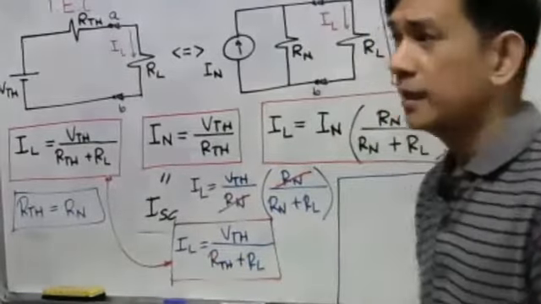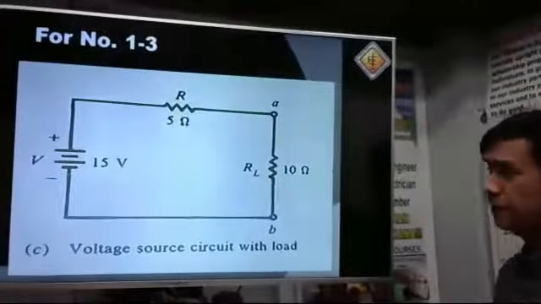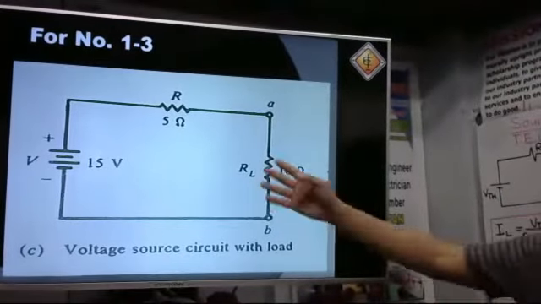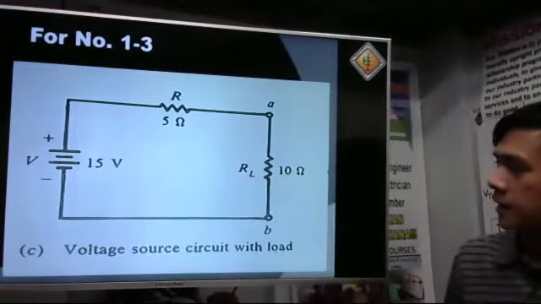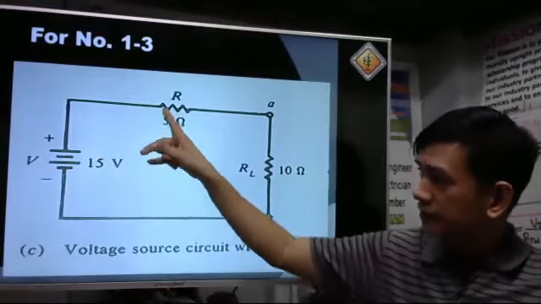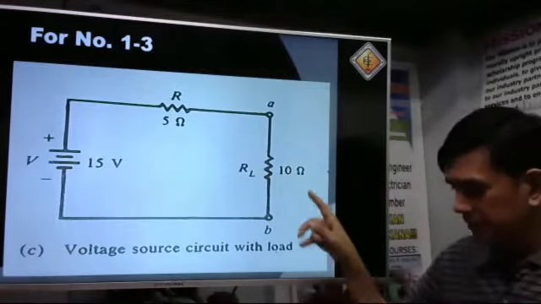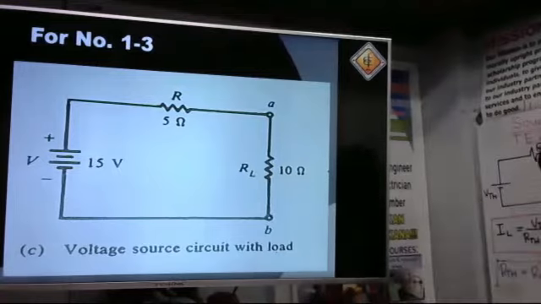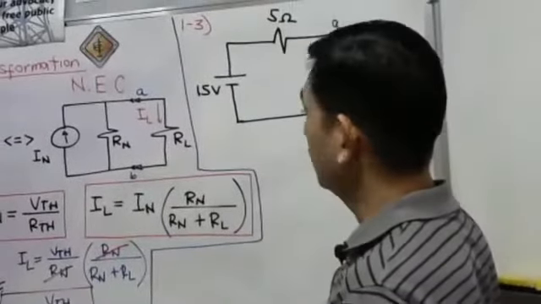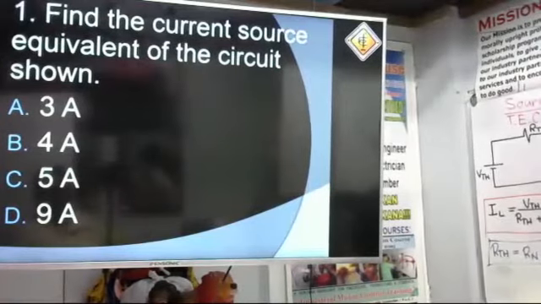Now, let us solve our problems. The first problem here, this is for number 1 to 3. This is our first problem set. We are given here a 15-volt source. Then we have a 5 ohm resistor connected with the 15-volt source, and our RL is 10 ohms. I already wrote the given for this problem: 15, 5, then 10 ohms as our RL. First question is, find the current source equivalent of the circuit shown.